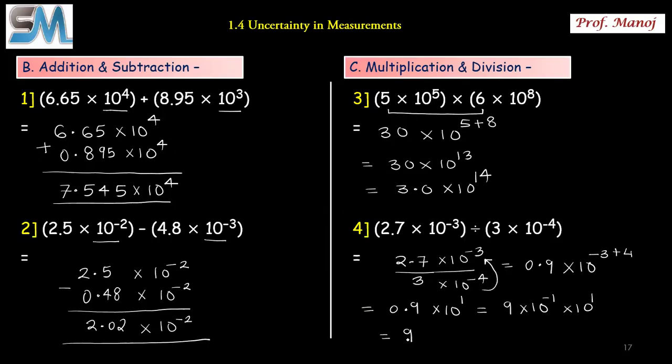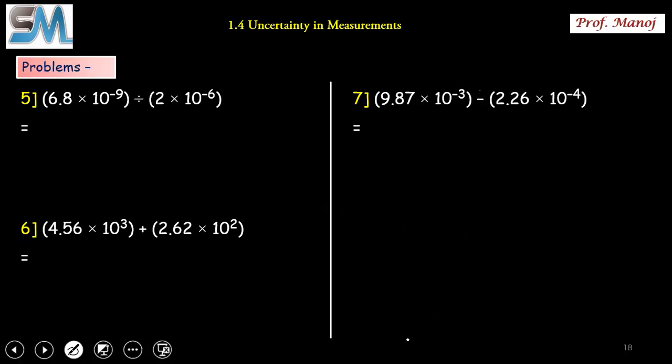Those who are a little bit weak in mathematics have to please go through this carefully, properly. Let us go ahead with similar more calculations of this pattern. 6.8 into 10 raised to minus 9 divided by 2.2 into 10 raised to minus 6. So once again, I'm requesting, pause the video, do it on your own, then check my answer.